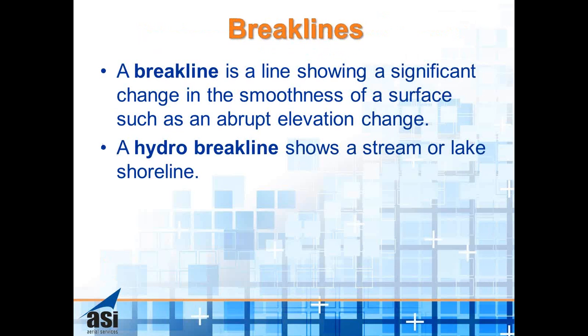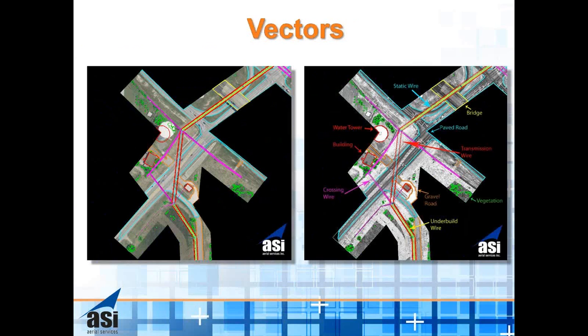The different colors are elevation. Then we have something called break lines. A break line just shows a significant change in the smoothness of a surface, such as abrupt elevation change. A hydro break line just shows the outline of a stream or a lake or a river. This is an example of the break lines.